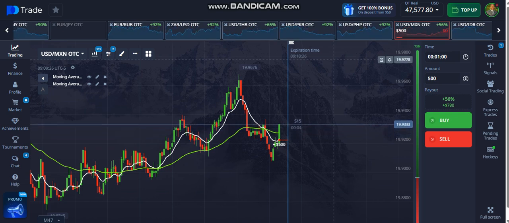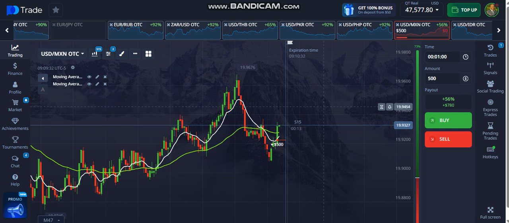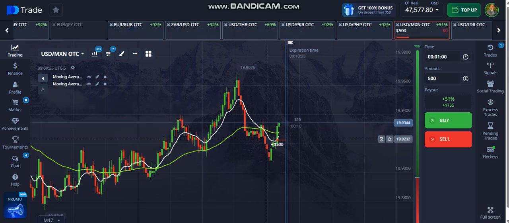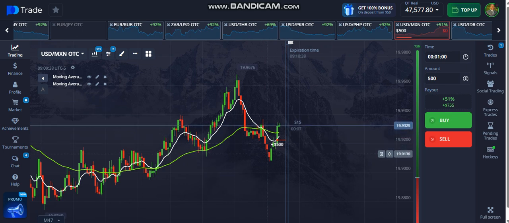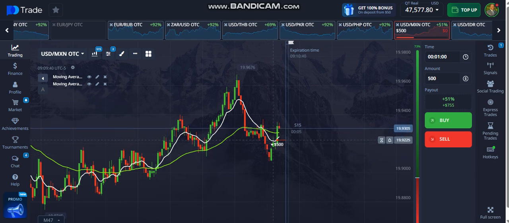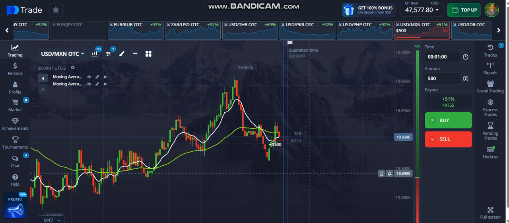Okay, so I'm on the USD MXN OTC pair, and I waited for the crossover of the 10 and the 50 EMA line, and then waited for the retracement of the price back to the 10 EMA, and took the sell trade. All right, so let's watch this currency pair. Let's wait for the expiry.